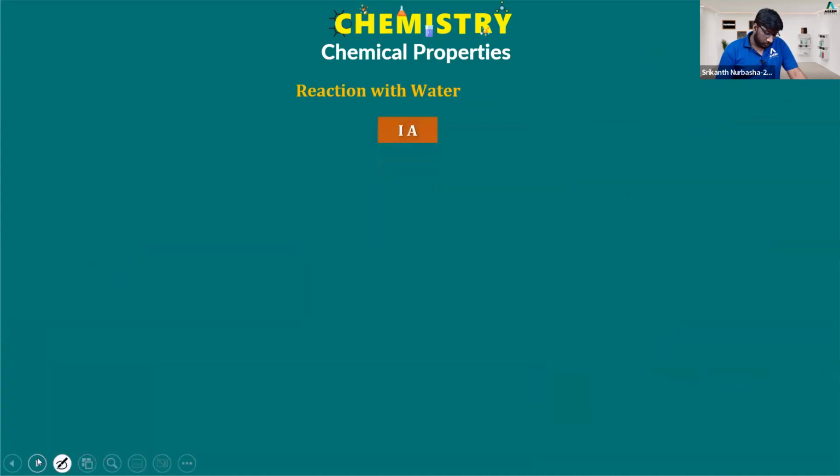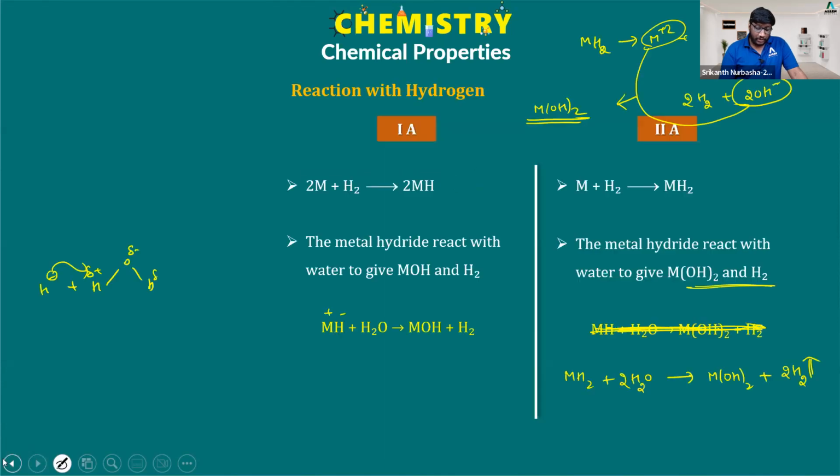Reaction with air, reaction with hydrogen, and the reaction with water. The reaction with hydrogen generally happens at high temperature. Why? Because the bond between two hydrogen atoms has to be broken. The bond between two hydrogen atoms is formed by the overlapping of the 1s atomic orbital of one hydrogen with the 1s atomic orbital of another hydrogen. That 1s overlapping is strong. Because of that, the reaction happens only at high temperature, because the bond between two hydrogen atoms has to be cleaved.